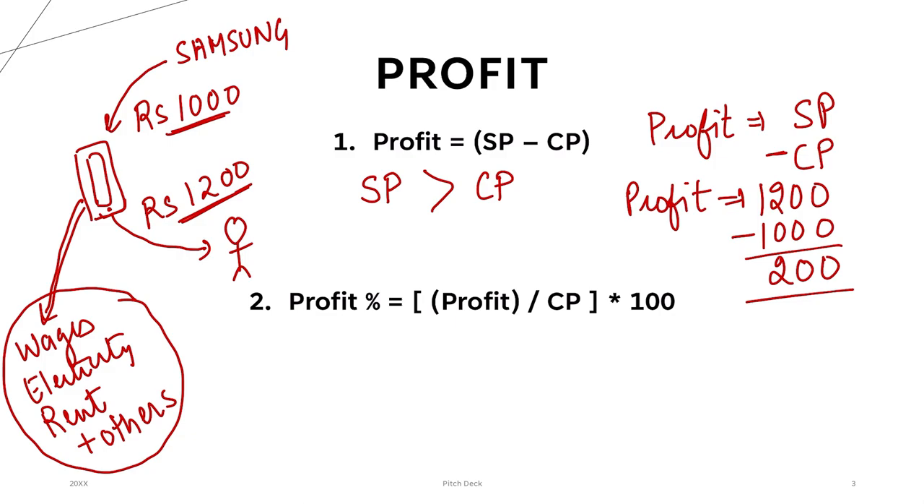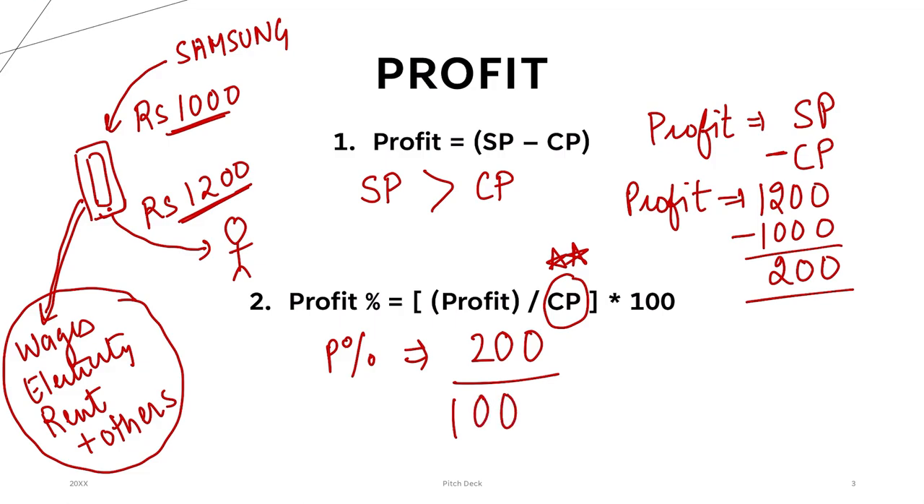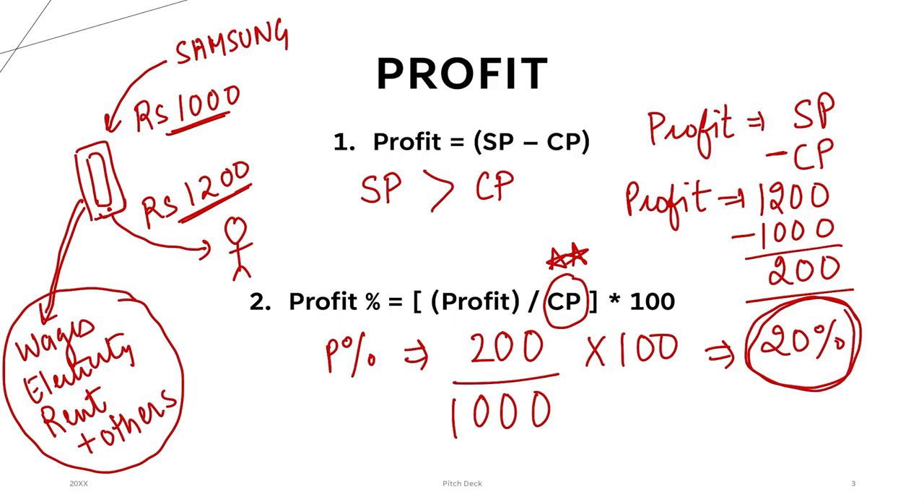Now, if someone asks you what is the profit percentage of your transaction, you put the profit in the numerator, 200, divided by the cost price. You have to be very sure that it is divided by the cost price and not the selling price. What is the cost price? 1000, into 100. This is the profit percentage you are going to make, and this will come out to be 20%. I hope this is clear. How did we calculate profit and profit percentage?